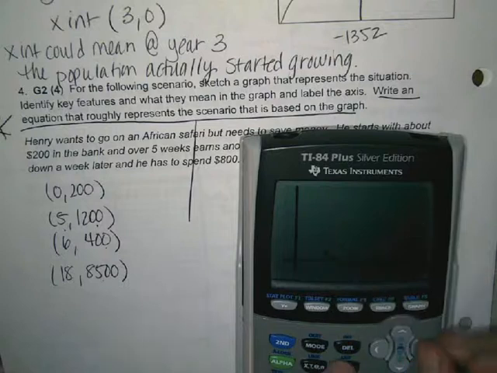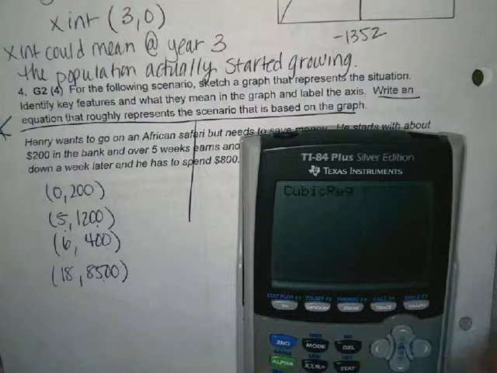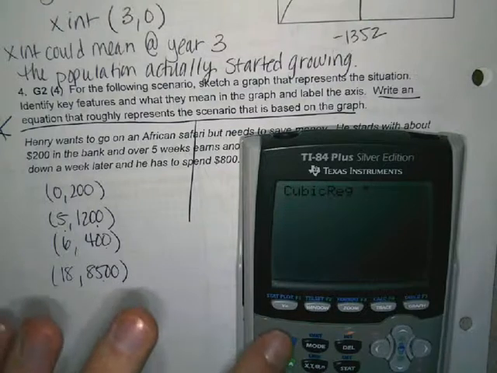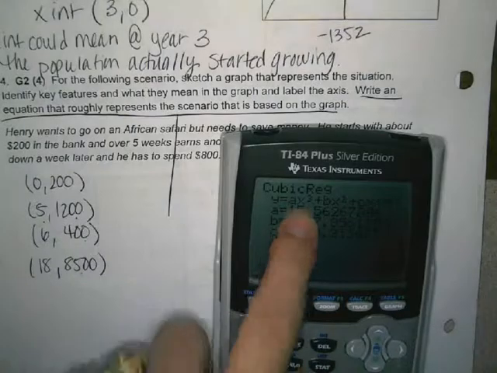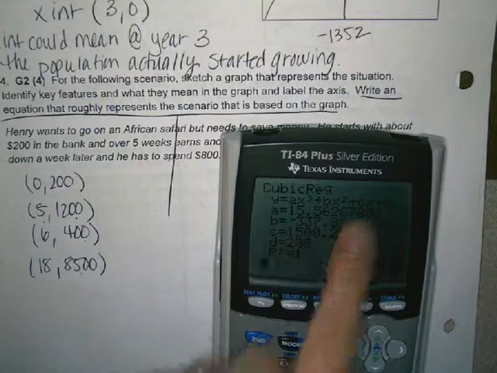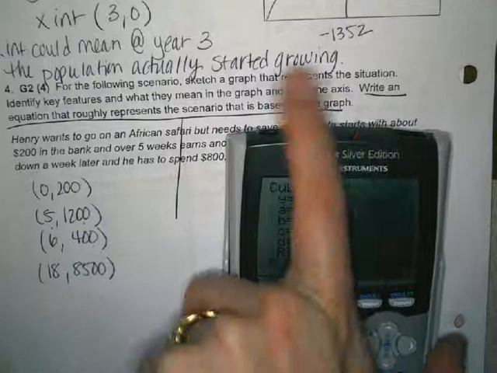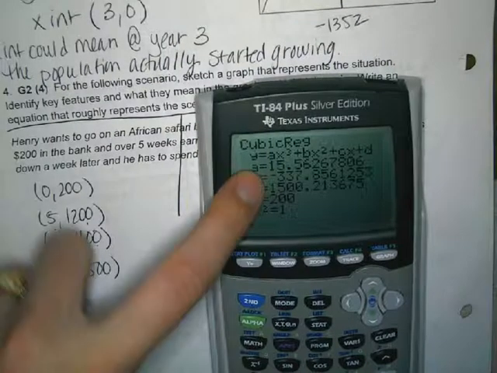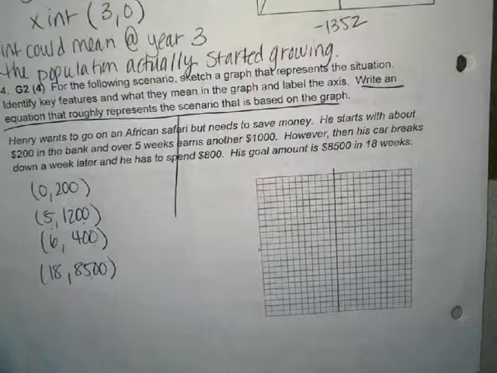So when I go to stat, I'm going to select my cubic regression, L1, L2, and you get that function there. So I would plug in 15.56 for A, that number for B, that number for C, and that number for D, and go from there. So write an equation that roughly represents the scenario. That would be the scenario, and then I would just draw the graph that it makes, or plot these points and then connect them with a curve. That would be a rough sketch.